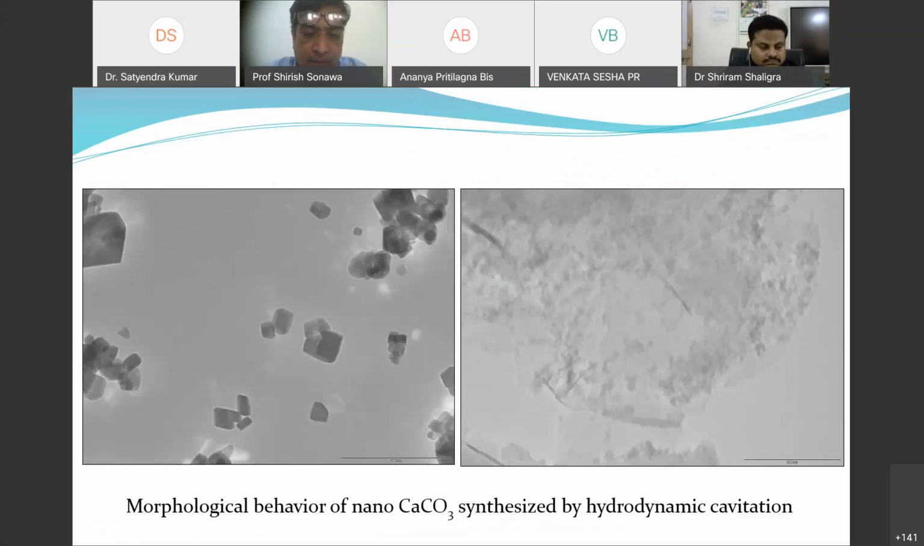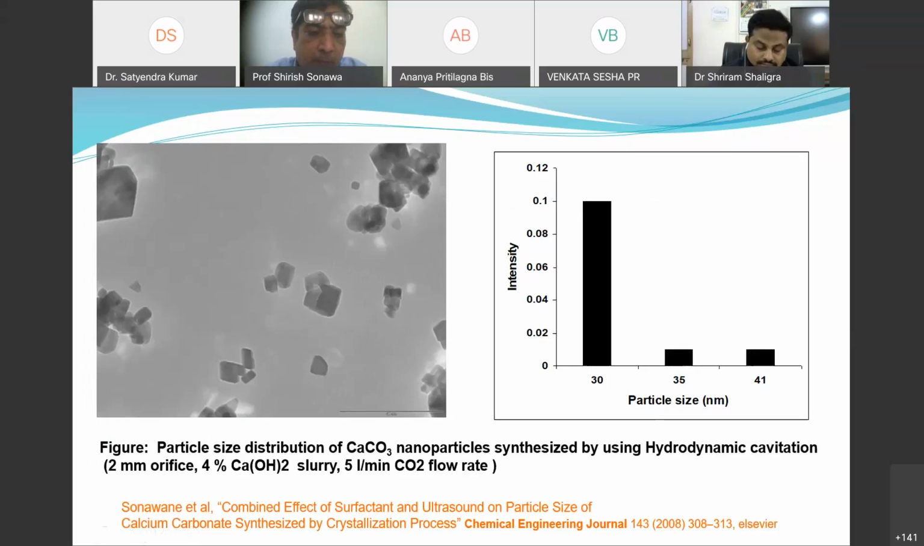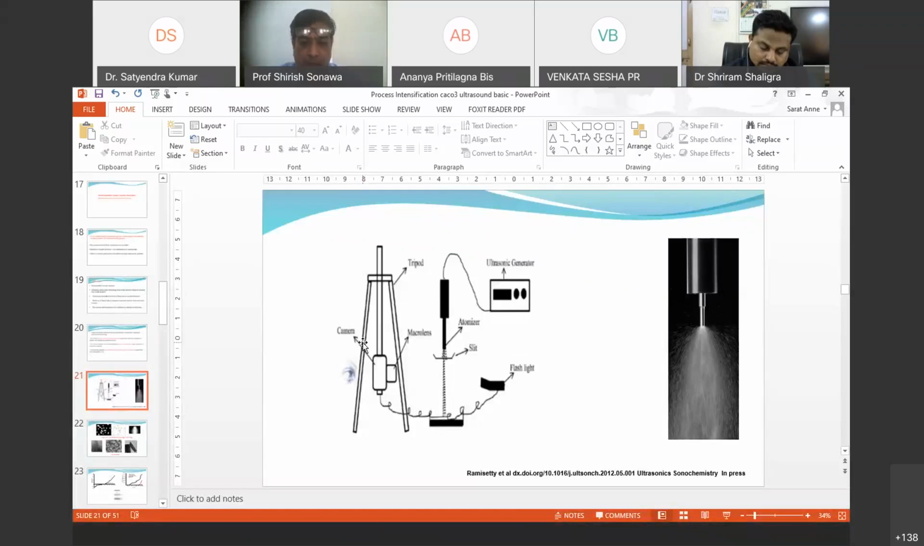You can see some of the shapes, which are a cubic kind of shape for the calcium carbonate. You can reduce the particle size to less than 50 nanometer, and the distribution is almost narrow. So these are the interesting properties required for this calcium carbonate.